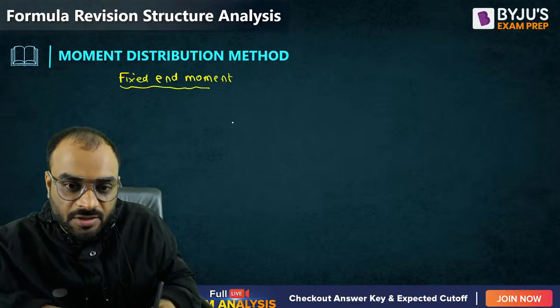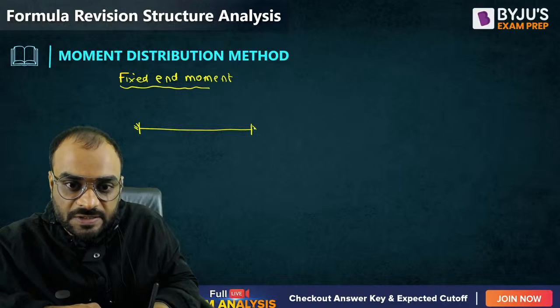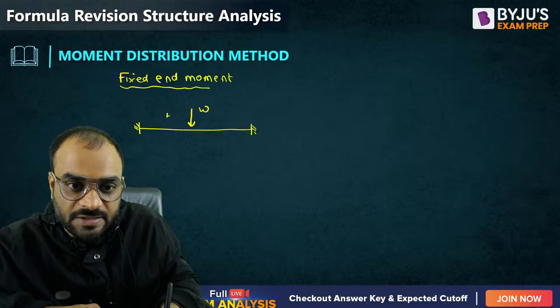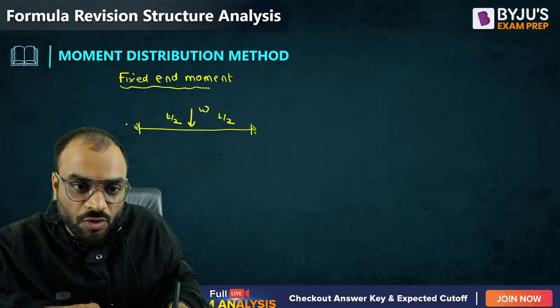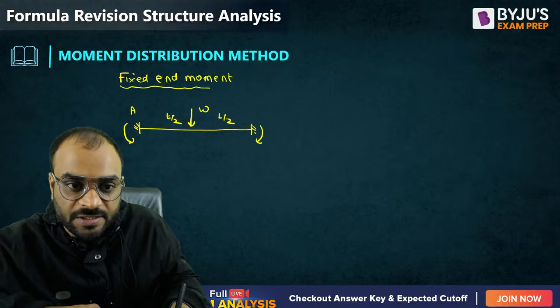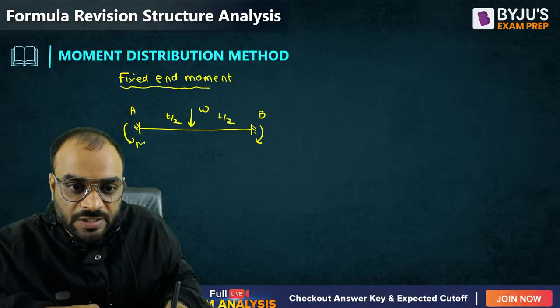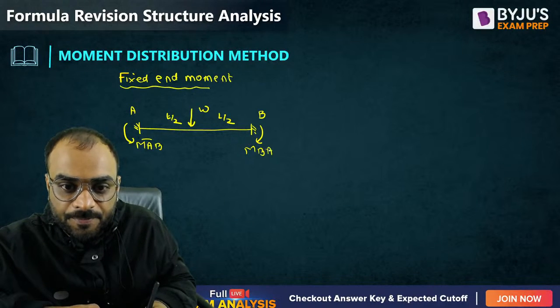Fixed end moment. So let's take one by one the different cases. Let us suppose, guys, this is a fixed beam in which a load is applied exactly at the center, and this distance is L by 2 and this distance is also L by 2. So what is our moment at this particular end and what is our moment at this particular end? Let us consider this is A, this is B. So this one is MAB bar and this one is MBA bar, right?